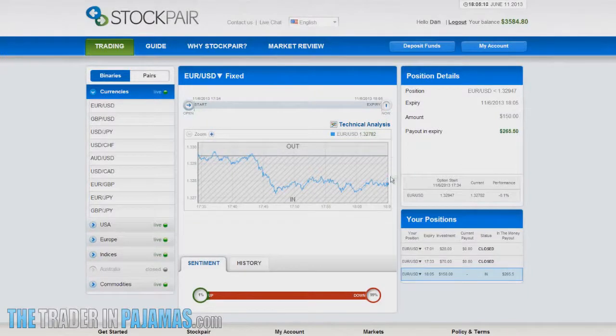Welcome back. Okay, that trade we submitted earlier in step 4 is now going to expire, and there you go. The payout is $265 for this trade. You can see our payout for this trade will be $265.50.